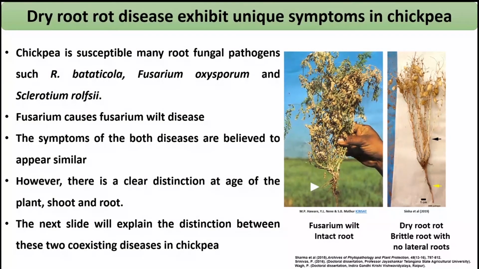On the right side, if you see, it is showing two plants. The left side is the plants affected by the Fusarium wilt. The right side is showing the plants affected by the dry root rot. The Fusarium wilt affected plants have intact roots. In contrast, the dry root rot affected plants have brittle roots with no lateral roots.